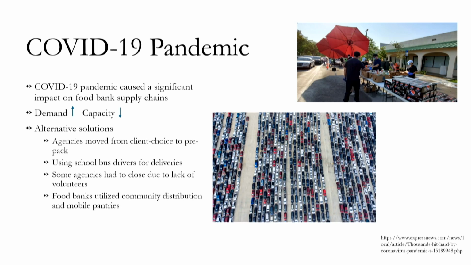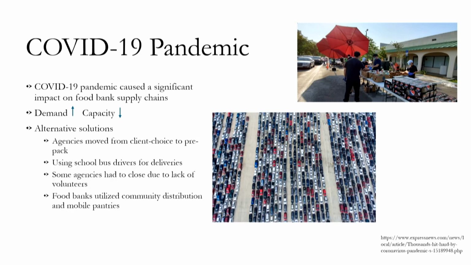And food banks did come up with some alternative solutions. For example, agencies moved from the client choice operating model, which is where people go to an agency and shop for the food, to a pre-pack environment where, as you can see in this top picture, they have moved all of their distribution outdoors and are just handing out pre-packed boxes to the people in need.